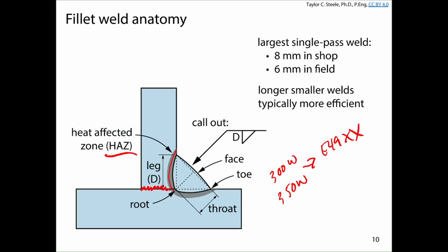The leg length is called D, and that's literally just the length of this line and this line. Generally speaking, when you're making a fillet weld, these two legs are supposed to be the same length. And so when we call out the size of a fillet weld, it's based on the leg length. They should always be equal, and we call that leg length D.